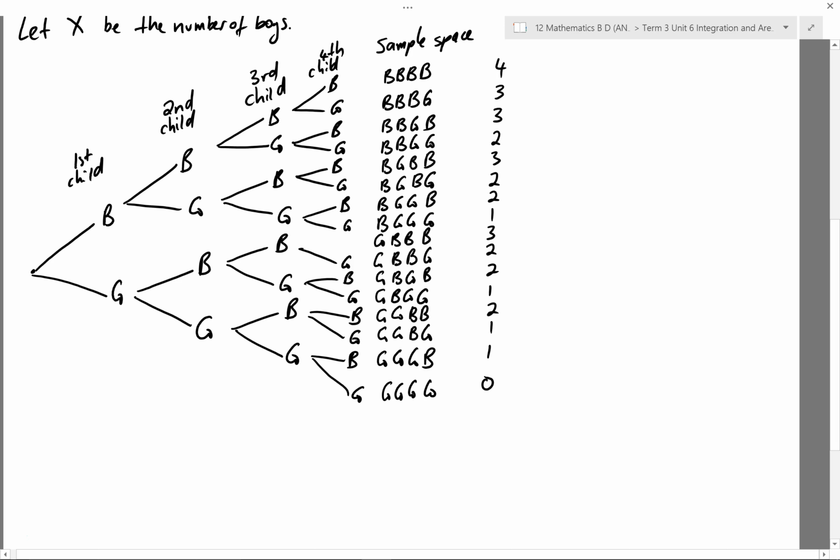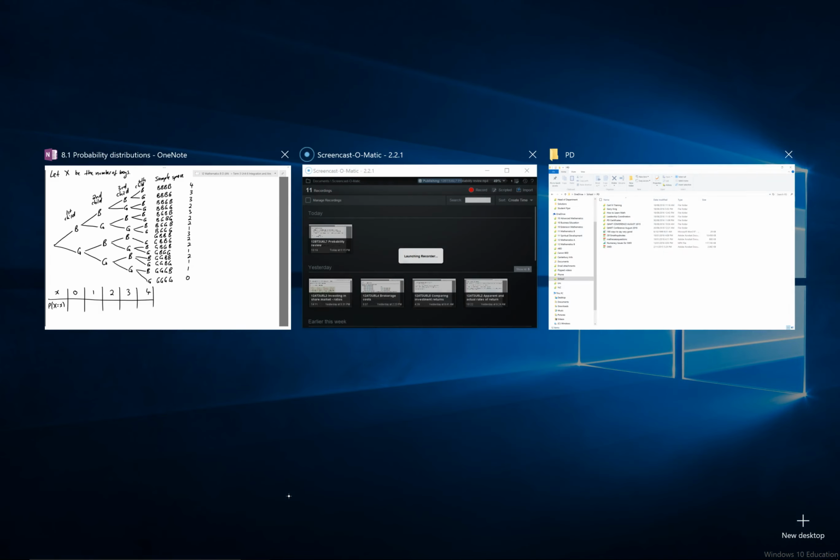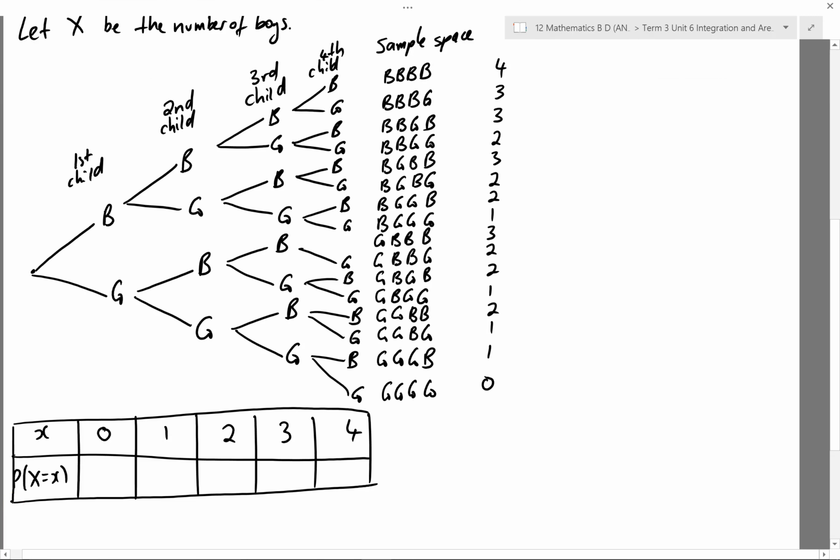So the idea of a probability distribution table is that I'm going to write the possible outcomes of my random variable capital X with a lowercase x. So it can be 0, 1, 2, 3, or 4 boys. I'm going to look at what's the probability of my number of boys being equal to 0, 1, 2, 3, or 4. That's all this table is about. So all these outcomes are equally likely. I can just count the number of times 0 occurs divided by the number of outcomes in total. We can see 0 occurs just the once, so the probability would be 1 in 16.